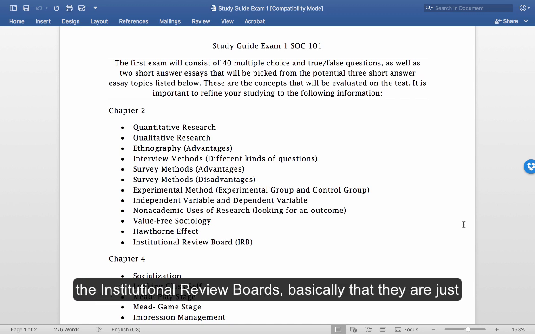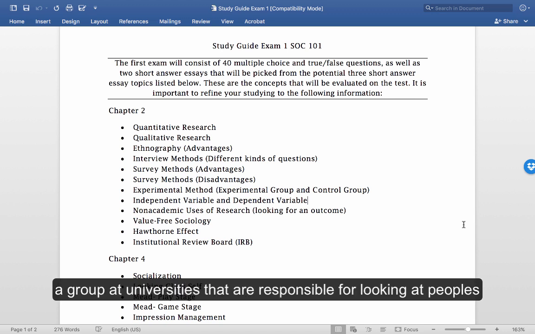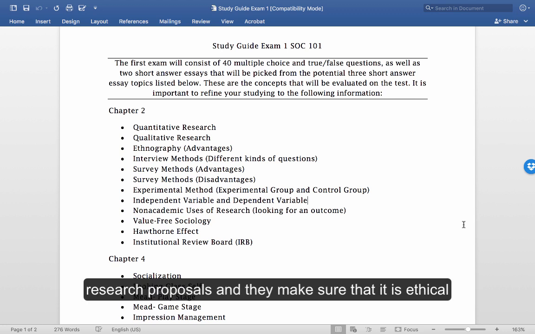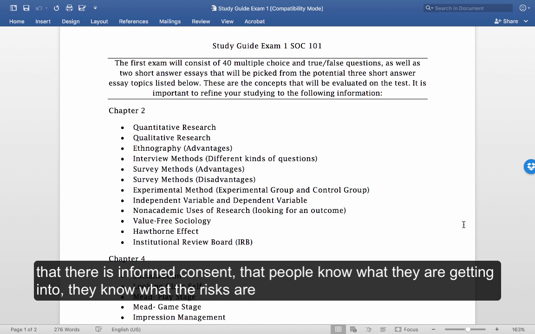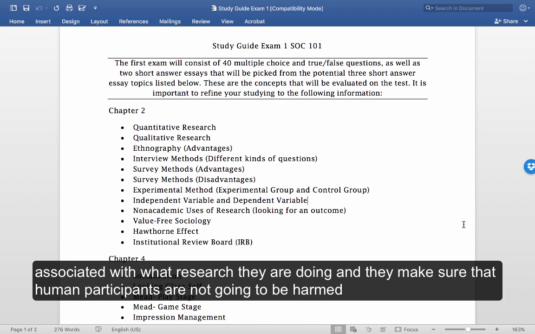Okay, and then the IRB, the institutional review boards, basically they're just a group at universities that are responsible for looking at people's research proposals, and they make sure that it's ethical, right? That there's informed consent, that people know what they're getting into, they know what the risks are associated with the research they're doing, and they make sure that human participants aren't going to be harmed.